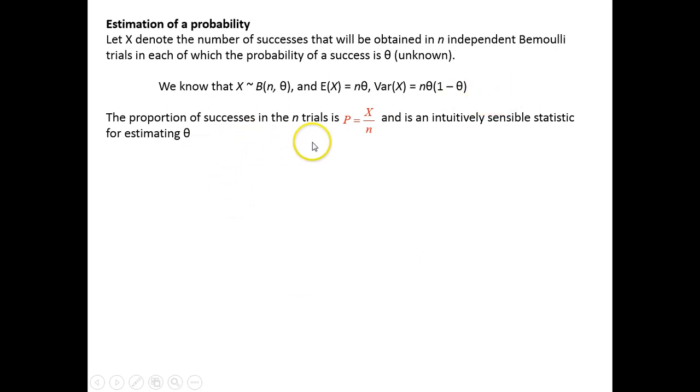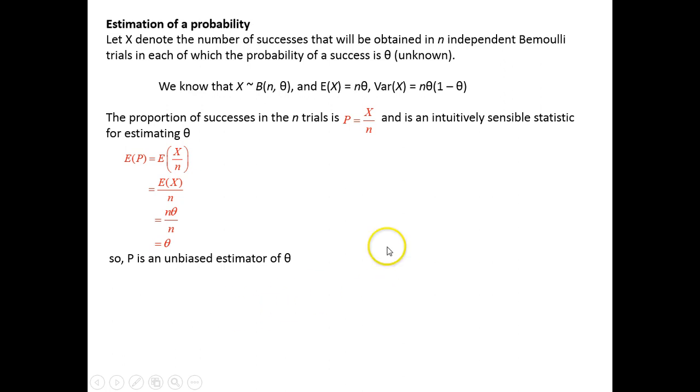To estimate the proportion of successes, P would be the number of successes X over n, which is an intuitively sensible statistic for estimating theta. So that would be our expected value. The expected value of P would be the expected value of X over n. The expected value of X is n theta, over n, which is theta. Therefore, P is an unbiased estimator for theta.